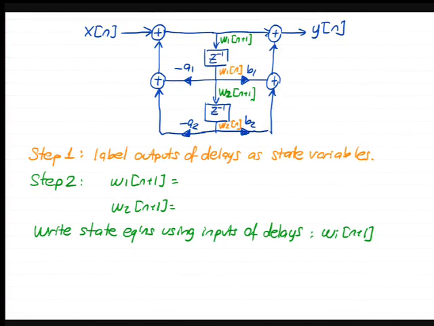Okay, so you just have to write the equation for W1, looking at the other state variables. Okay, so write state equations using inputs of delays. Express each, in the notes these are written somewhat clearly anyway, but express each as a weighted sum of states and input.